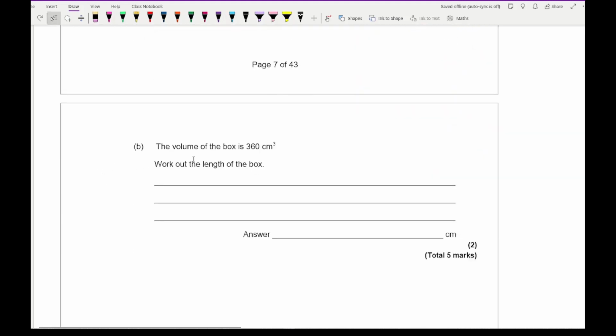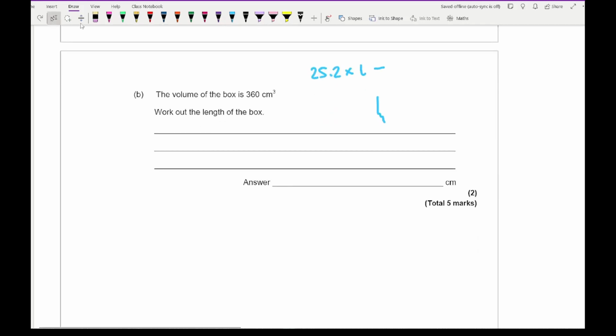Part B then says that the volume of the box is 360, work out the length. So for this, all I then need to do is 25.2 times the length equals 360. So from this, what I'm then going to do is L equals 360 divided by 25.2. And if I work that out, it gives me an answer of 14.2 centimeters.